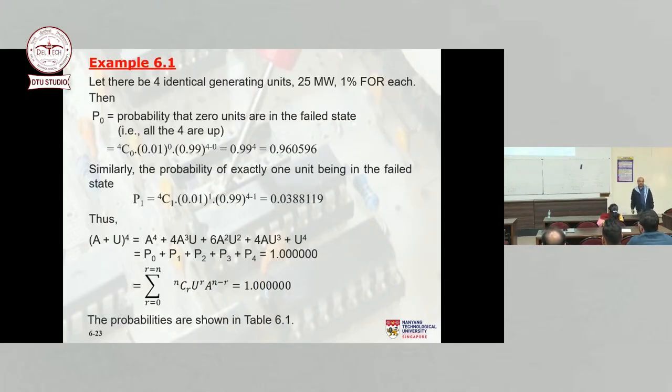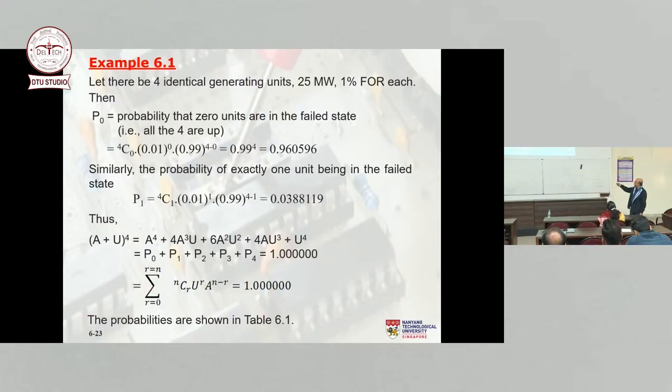So let's look at an example. We are starting with binomial, and later we will see that there is a recursive algorithm where we don't have to rely on binomial. Why? Because most units in a power system will not be identical. They will be non-identical, so we cannot use the binomial. But if you have systems where the units are identical, then this is very, very useful.